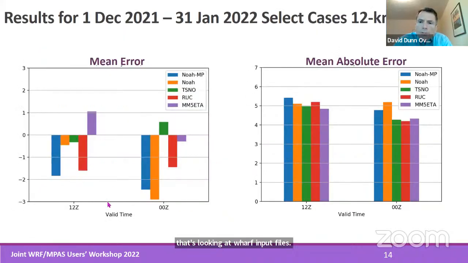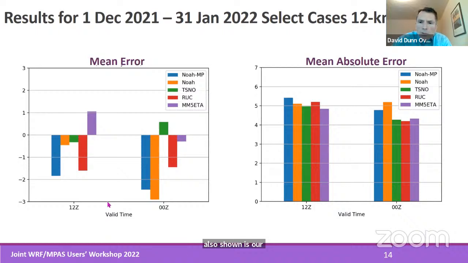These bar charts represent the mean error on the left and mean absolute error on the right for 62 cases run from December 1st, 2021 through 31st of January, 2022 for all stations within the 12-kilometer domain. NOAA MP with our standard physics options is in blue, NOAA is in orange, RUC red, T-SNOW is in green, and also shown is our MM5 Eta in purple.